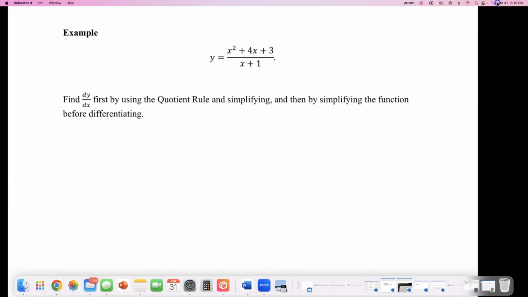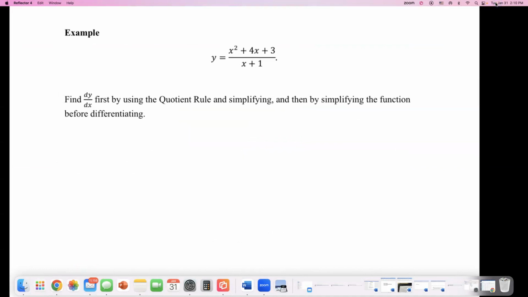All right, it says find the derivative of y with respect to x. That's what dy dx is. So just find the derivative of this. But they want us to do this in two different ways. The first method, use the quotient rule and simplify your answer. The second method, they want you to simplify this function first and take the derivative.